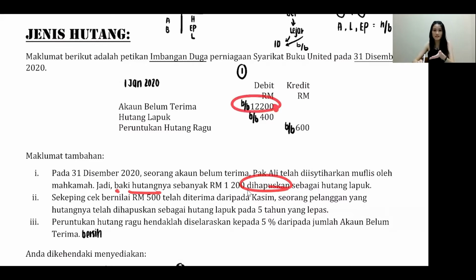Here, this is the baki of hutangnya. So we will write minus HL 1,200 ringgit. I would say you have to write the HL word in order to know what it is. Okay, so every time when you do T format, make sure when you want to put in the equation form, you also write the words so that later you can keep track.